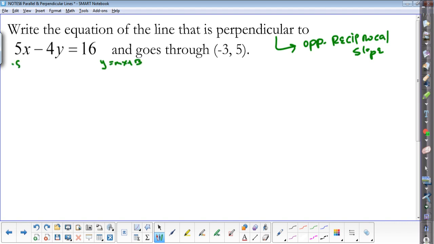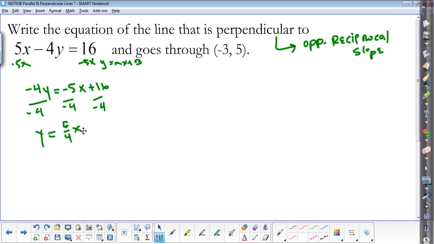So I'm going to add or subtract 5x from both sides. Negative 4y equals negative 5x plus 16. And then I'm going to divide by negative 4. Again, this is not new. This is old stuff. And I get y equals positive 5/4 x minus 4. So what is the original line slope? The original line slope is 5/4.